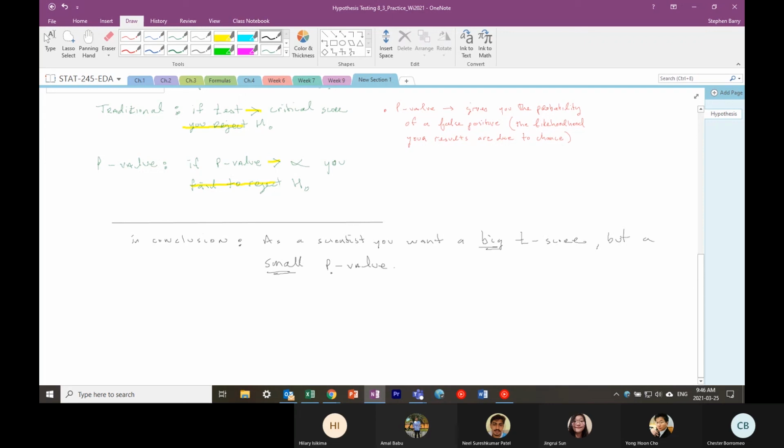So in publications, they often report the p-value. If somebody says, oh, our p-value is 0.0001, that's really good. If you do your sample statistic and you get a t-score of like 5, that's really good. So again, you want small p or big T.